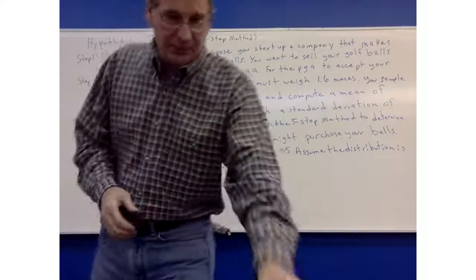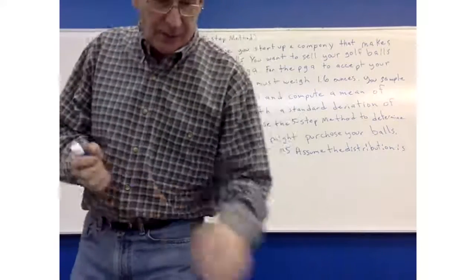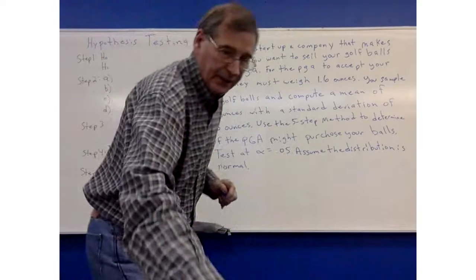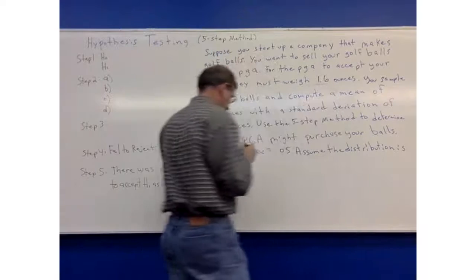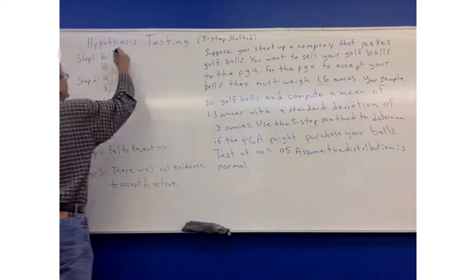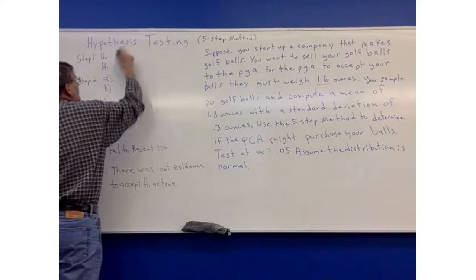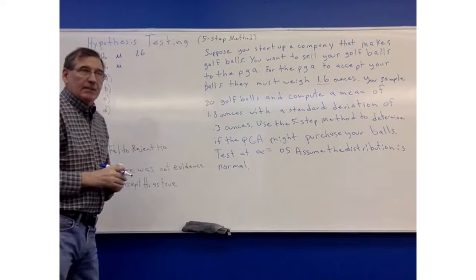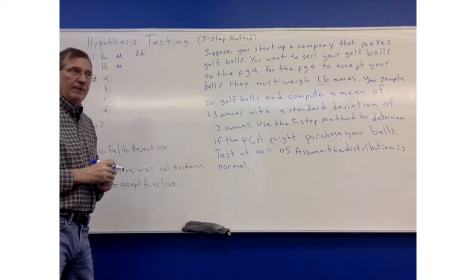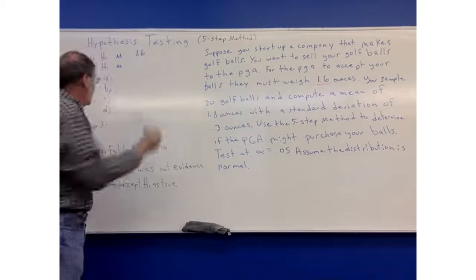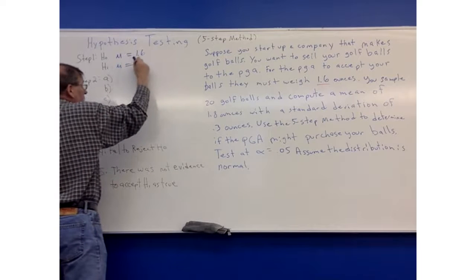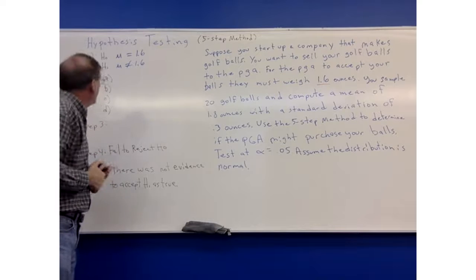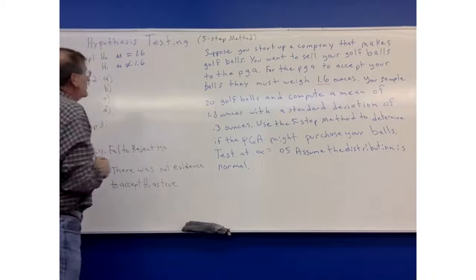Okay, so we are producing this product, and we're hoping to sell it to the PGA, and they say this is how much the balls have to weigh. So they want you to be 1.6. Now, let's look at this. Is this a less than or a greater than? Well, if the ball's too heavy, they don't want it. Ball's too light, they don't want it. They want it to be exactly 1.6. Different than 1.6. Okay? Notice this is, what kind of test is this?